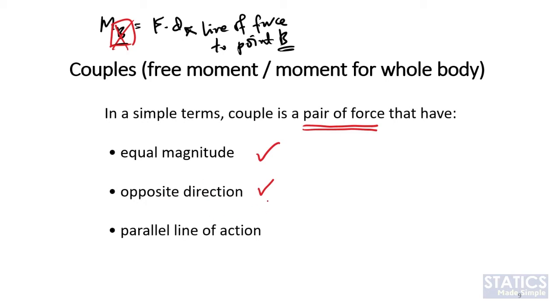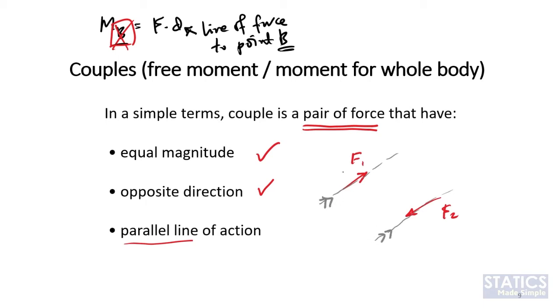In opposite direction, and both of them should be in parallel lines of action. Parallel doesn't mean it needs to be in one line. It just needs to be in parallel lines. So for example, if this is your F1, you can have another F2 as long as both of them are parallel. So parallel line of action.